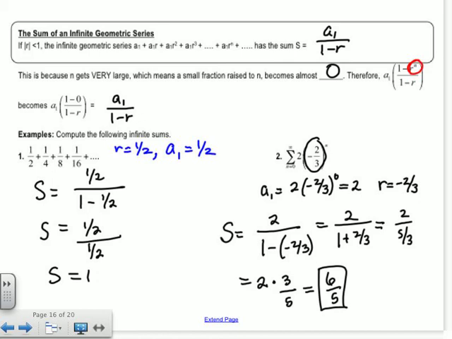Is that the last example in that section? Does it make sense? Just don't get the geometric and the arithmetic confused. That's the big thing.